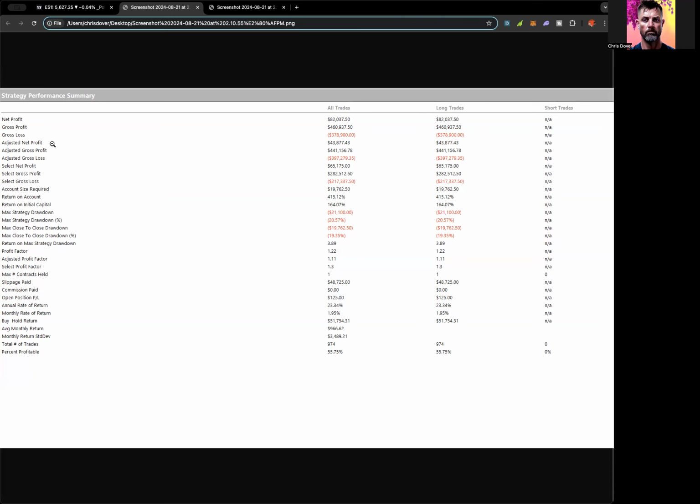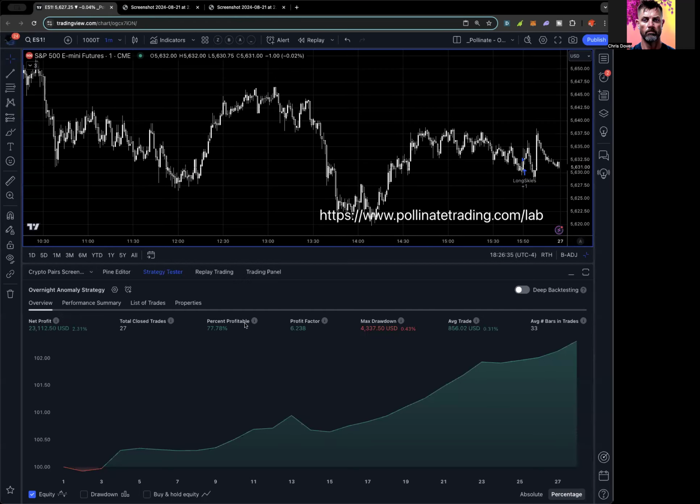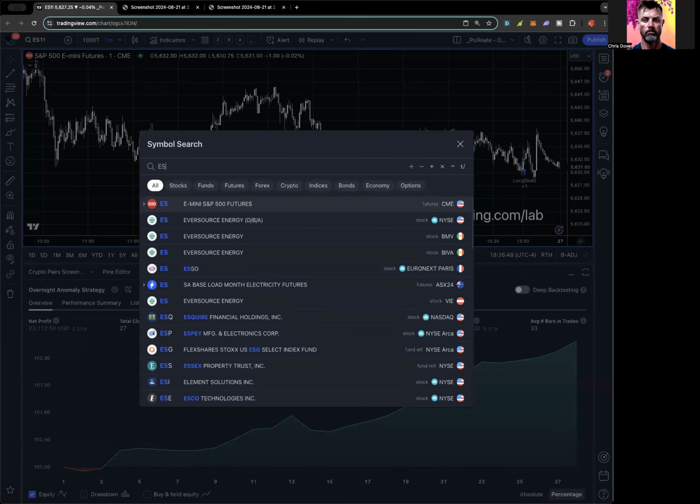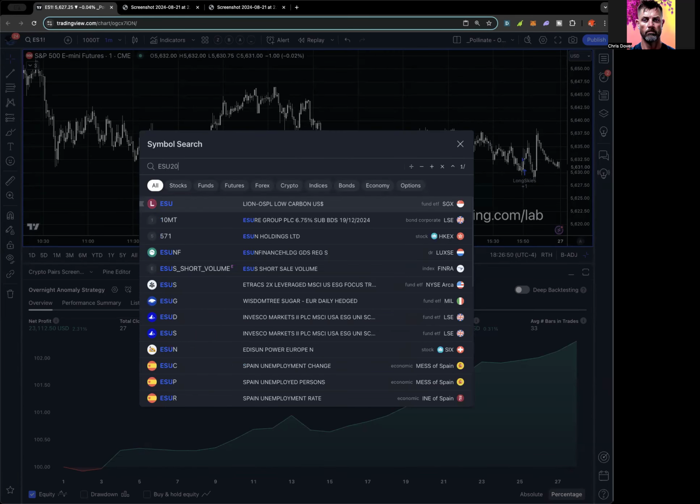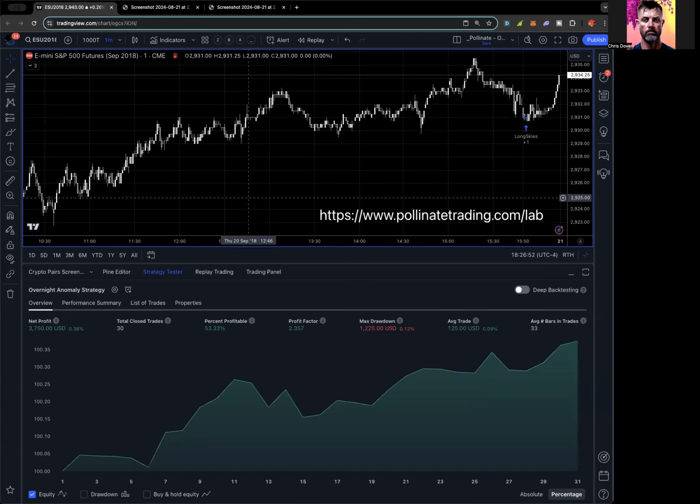It's got a 55% win rate over here. This is the point: we're in a really excellent time for this strategy right now, 78%. And because it's TradingView, it only goes back so many bars, but I could do ES from 2018. So let's go see what it looked like in 2018.